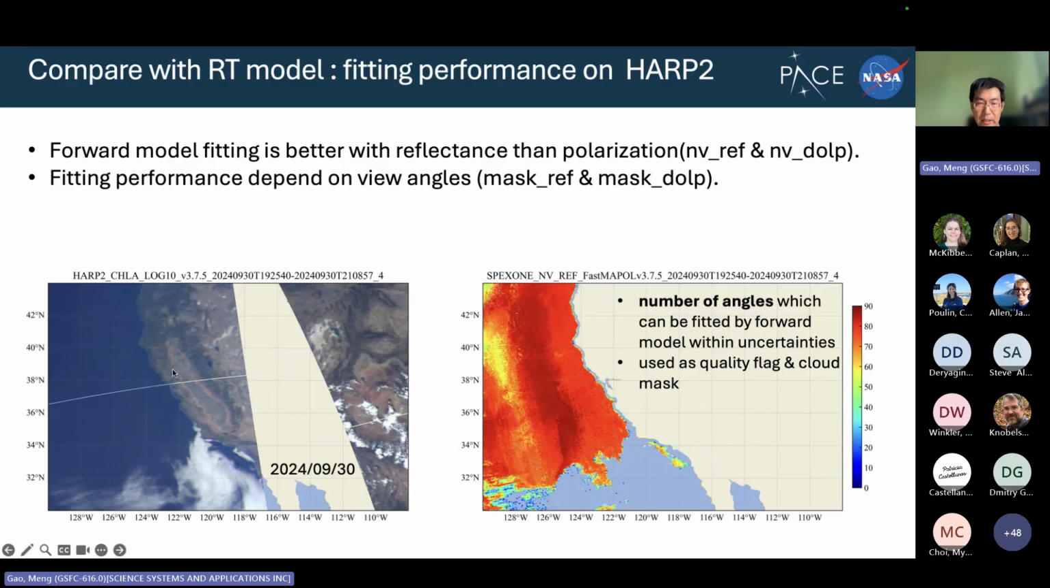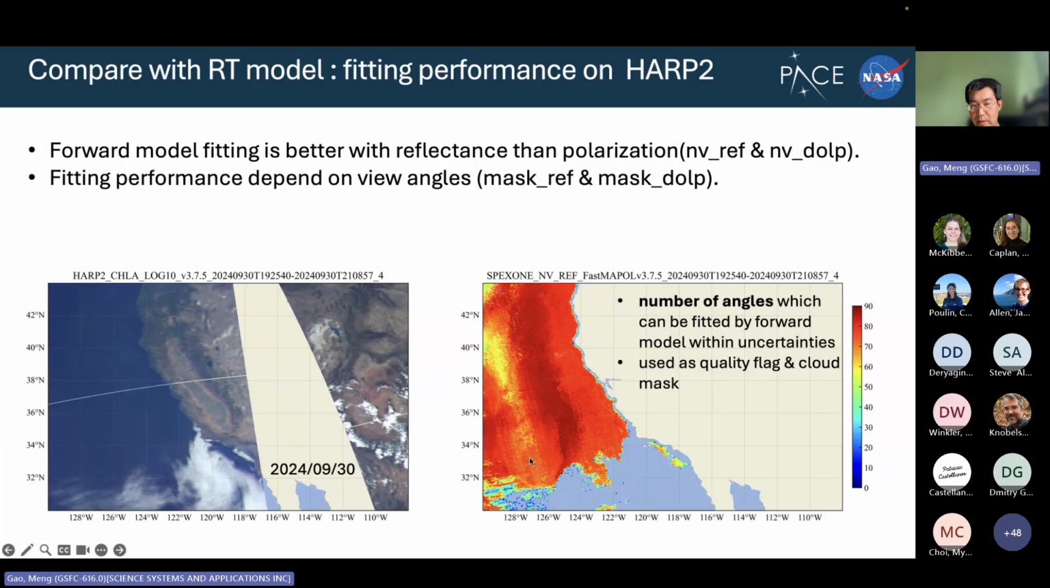On the left, that's the RGB plot from HARP2. On the right, it actually is the number of total measurements from HARP2 which can be fitted within a certain criteria in the level 2 retrieval per pixel. And the red color basically means we can fit most of the data. Here we have a total of 90 angles from HARP2, and we can fit most of them. In the center part, we have some difficulties. There's some strange behavior from the sunglint.